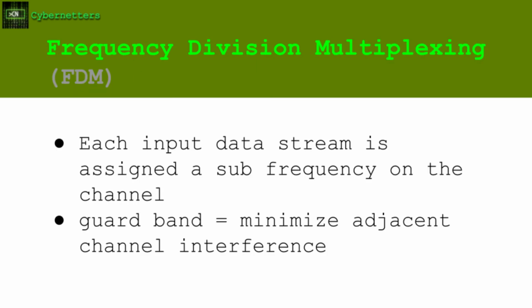So next, we're going to talk about frequency division multiplexing, or FDM. Imagine a highway. Each lane is like its own sub-frequency. We can apply that in FDM. Each input data stream is assigned a sub-frequency on the channel. And what a guard band does is it minimizes adjacent channel interference, like the lanes of a highway preventing cars from going into a different lane.